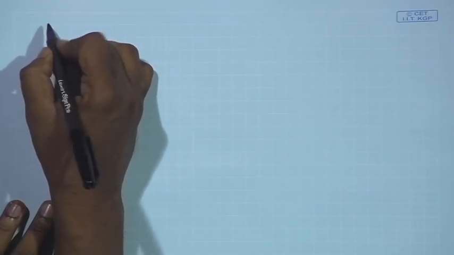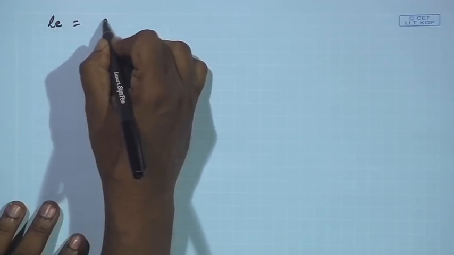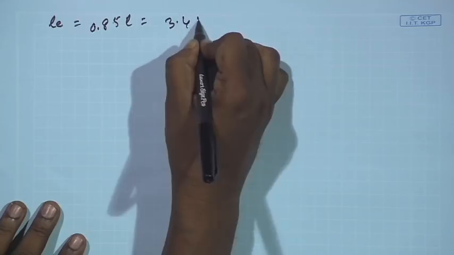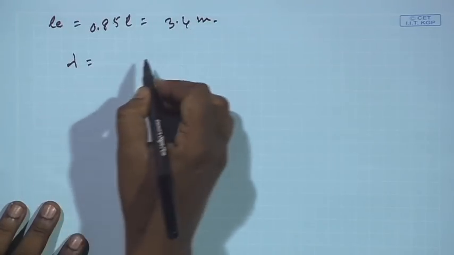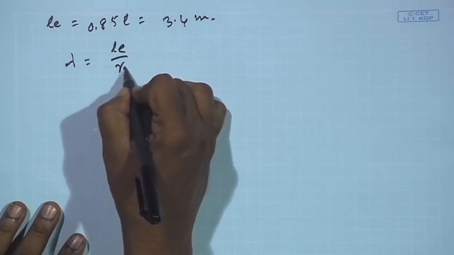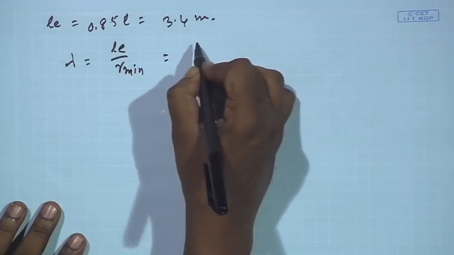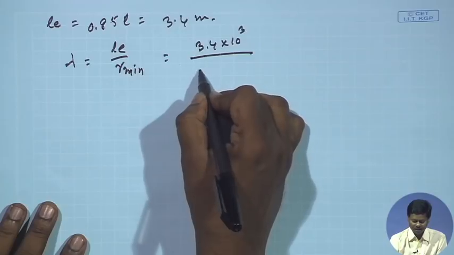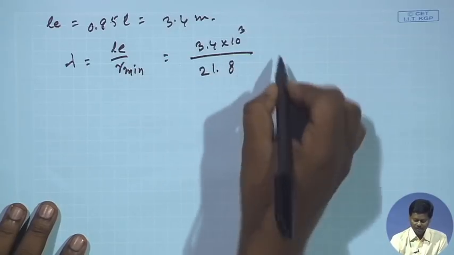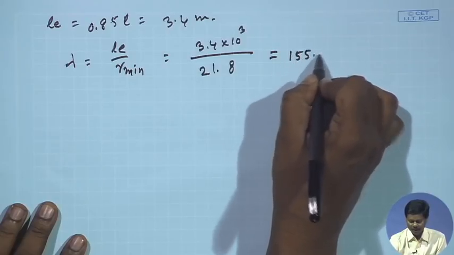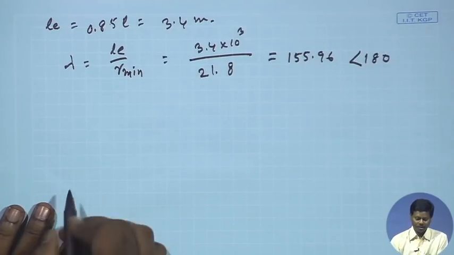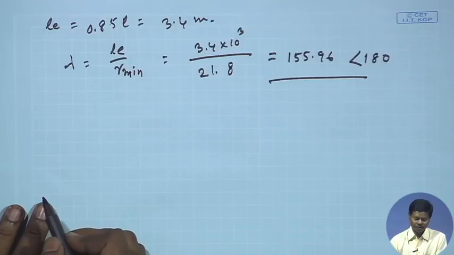Now, let us come to effective length. The effective length will be the same for this case also, Le will be 0.85 L, so 3.4 meter, and I can find the slenderness ratio lambda as Le by r, r meaning r minimum. So, this will become 3.4 into 10 cube to make it millimeter by r minimum 21.8. So, this is becoming 155.96, which is less than 180, right. So, this is okay from the slenderness ratio point of view.